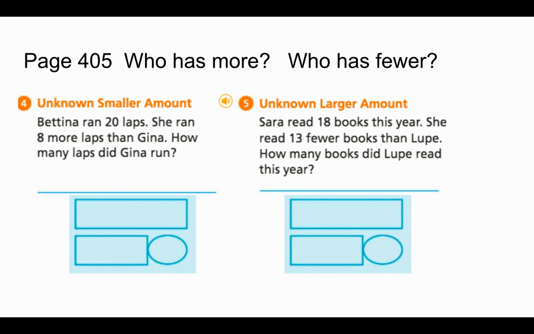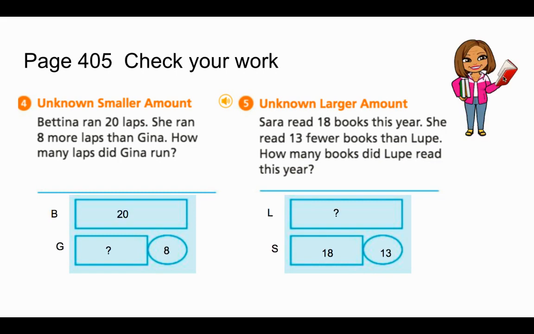All right. Fill your comparison bars in. If you have already figured out the answer, make sure you label your answer. For number 4, it's how many laps, and number 5, it's how many books. And let's check our work.